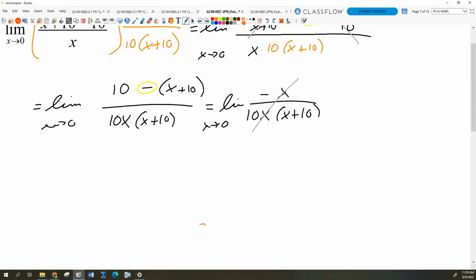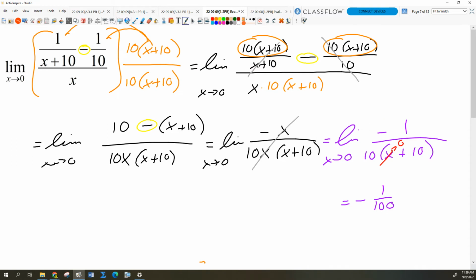And then now I can take my limit. If I let x go to 0, well, let's just write this down real quick. If I let x go to 0, that term goes away and I get my negative 1/100th, just like I did before. But to me, that way's a lot quicker, right? You don't have to deal with so many big fractions. You clear the fractions right away. After one step, we no longer have fractions on the top. I think that's the preferred method.